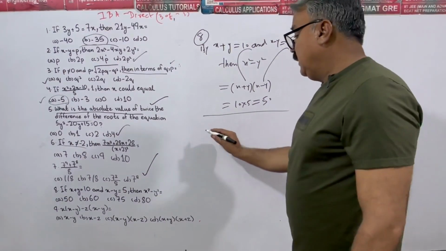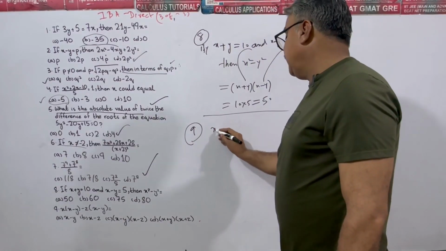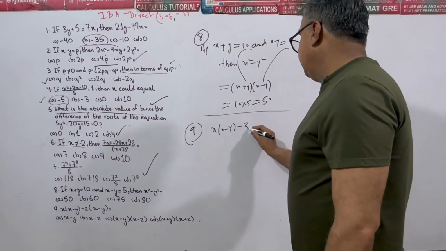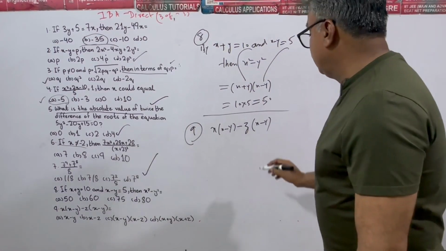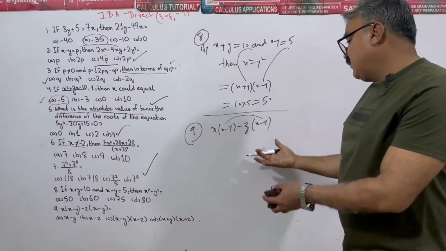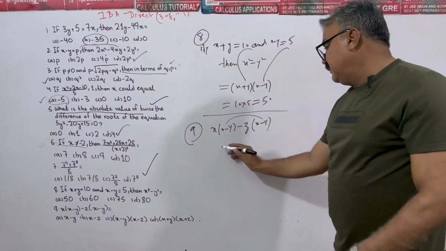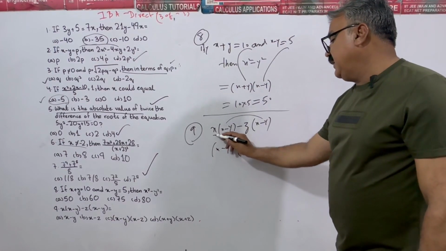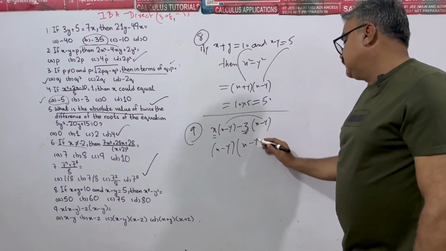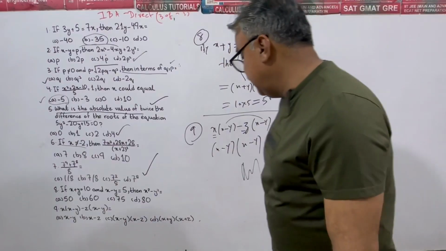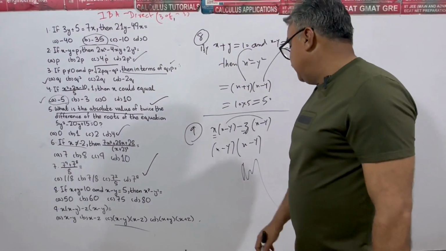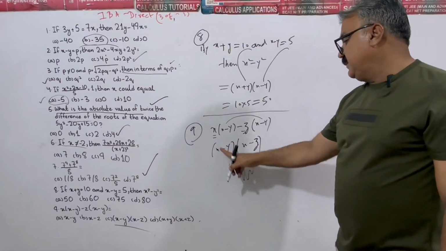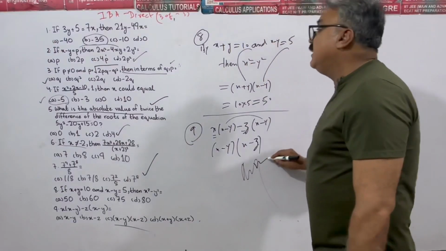What about the last one? Look at this. It is also a question. x times (x minus y) minus z times (x minus y). Look, this bracket is overall common. Take (x minus y) common. What remains? From here x, and here minus z: x minus z. That is the required result. So (x minus y) times (x minus z) is our result in that case.